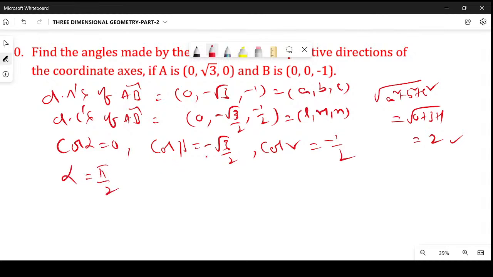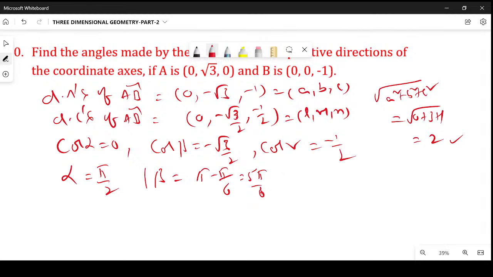Correct. Cos beta is minus root 3 by 2. So what is beta? We get cos beta equal to minus cos 30 degrees, that is minus cos pi by 6, which is pi minus pi by 6. So beta is 5 pi by 6.